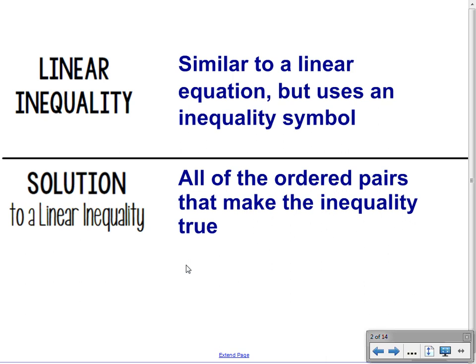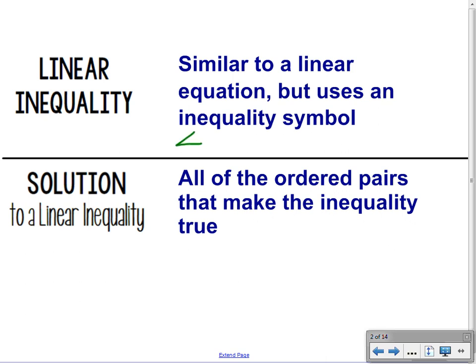Hi everybody, this video is going to talk about linear inequalities. So a couple things before we start taking a look here. A linear inequality is going to be very similar to a linear equation, but it uses an inequality symbol instead of an equal sign. So just as a refresher here, we have four inequality symbols.